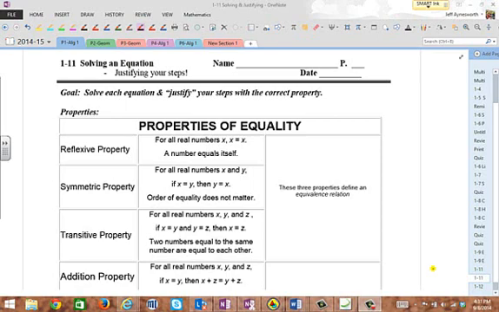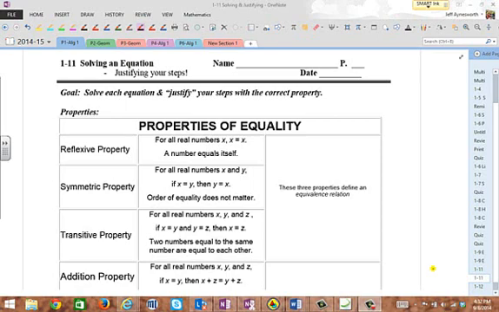All right, the symmetric property. We use this sometimes because I switch the sides of an equation sometimes. If x equals y, then y equals x. You're allowed to switch the sides of equations, and the order of the equality doesn't matter. I use that property sometimes, and when I do, I'll quote the symmetric property.